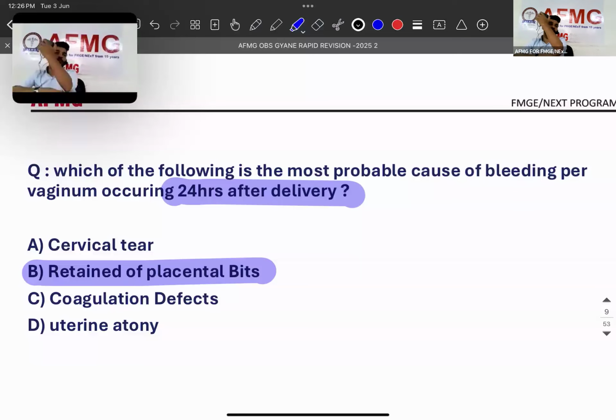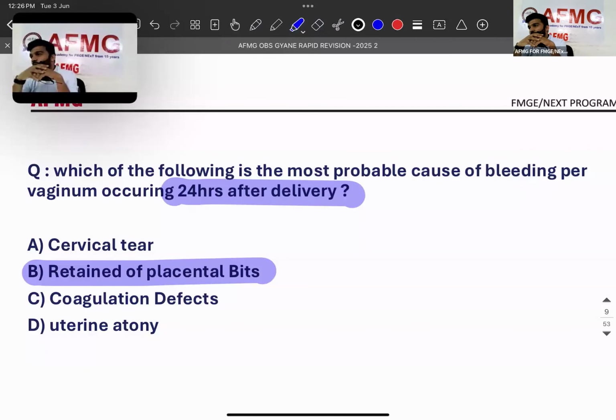How many stages of labor we have? 4. What is first stage of labor? From the onset of contraction to the dilatation. What is second stage? From dilatation to the delivery of the baby. What is third stage? From delivery of the baby to the delivery of the placenta. What is fourth stage? Observation stage.